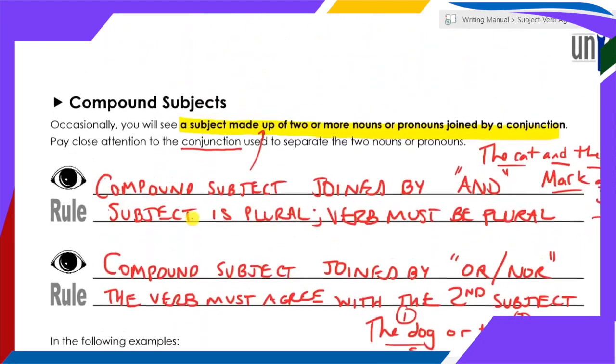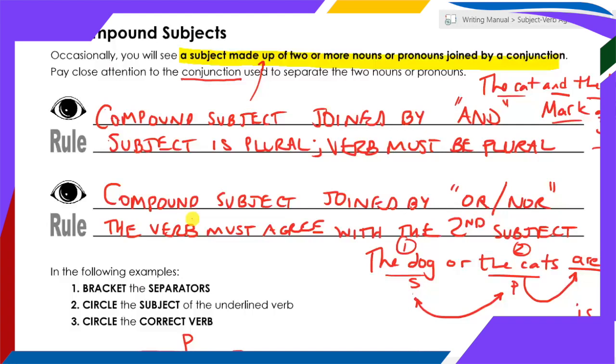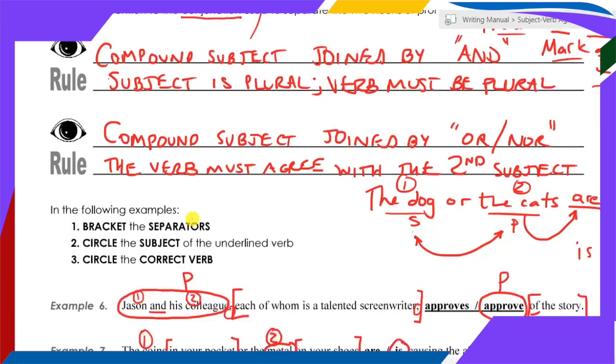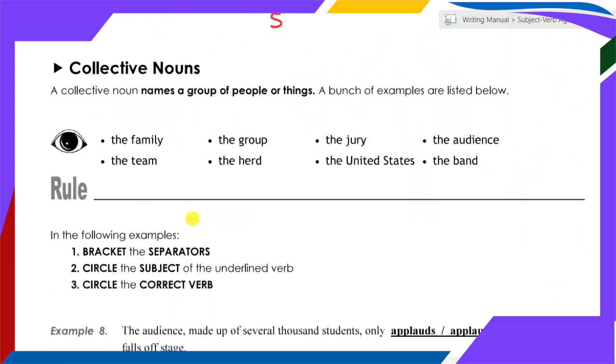So that is yet another way that ETS might make it difficult for us to know whether we need a singular or plural verb, compound subjects. And finally, the last way that ETS might make determining whether we need a singular or plural verb a little bit more difficult is with collective nouns. The collective nouns are just nouns that describe a group of people or things.